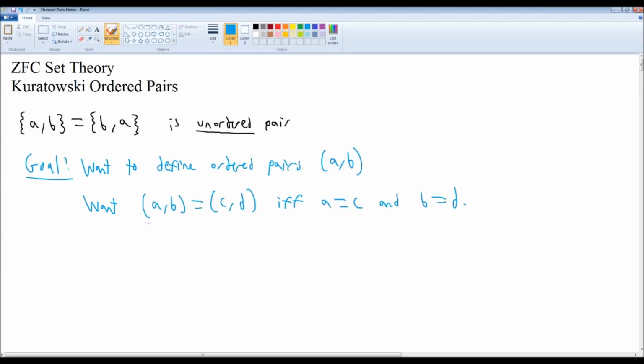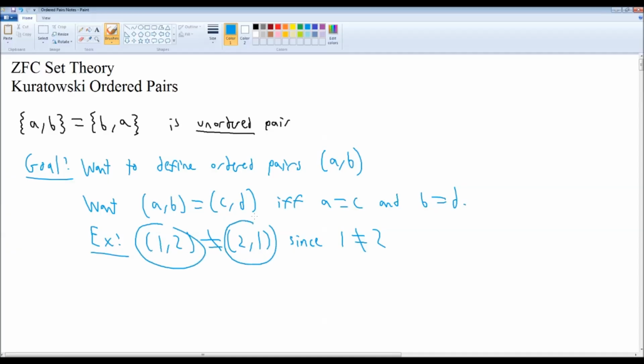And the important property that we want ordered pairs to have is that two ordered pairs are equal if and only if the first guy equals the first guy and the second guy equals the second guy. So for example, we want the ordered pair 1, 2 to be different from the ordered pair 2, 1, since these guys are not equal to each other.